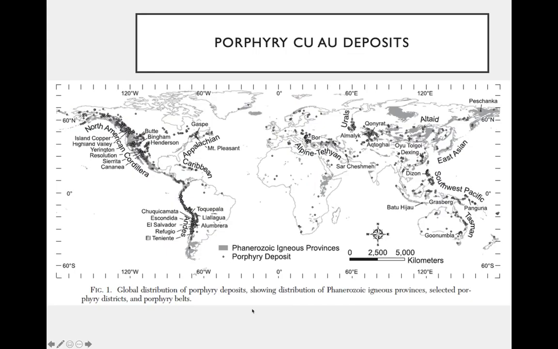So this is where most porphyry deposits are. Like I said, South America has the world-class ones. Chuquicamata, Escondida. These are some of the world's biggest porphyry copper-gold deposits. But Australia also has a few related to ancient subduction zones, such as Cadia.